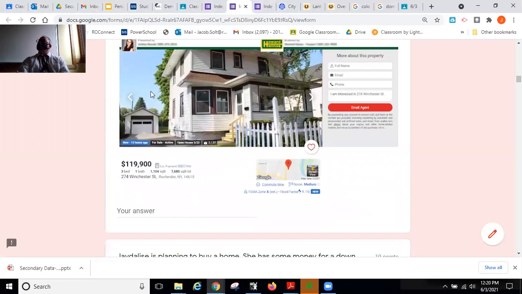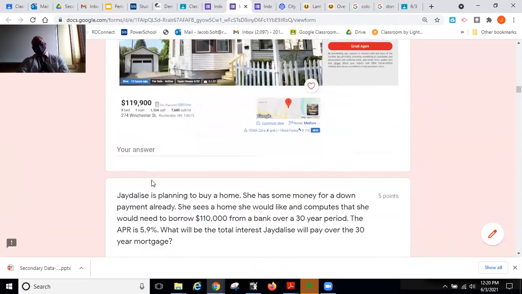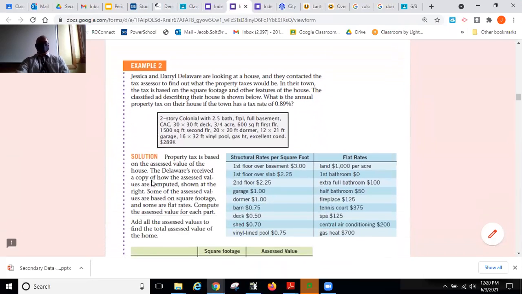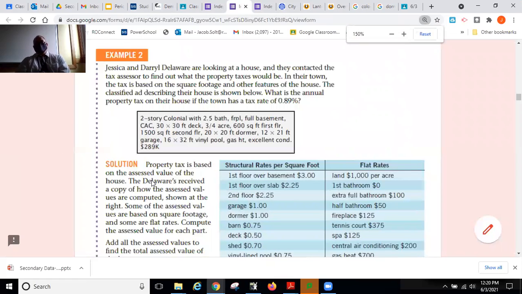If anyone's looking for a house in Rochester, I believe that 274 Winchester Street is for sale right now. It's not going to be there forever. I'm sure it's going to be sold in a couple months, but right now it's for sale. I went online looking for a $100,000 house, and I just found that one.